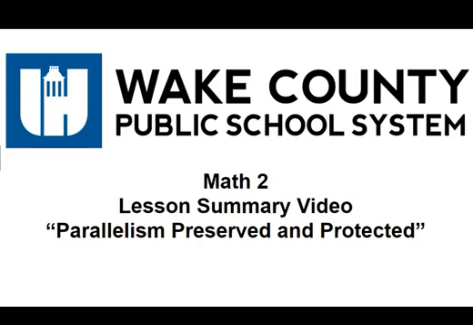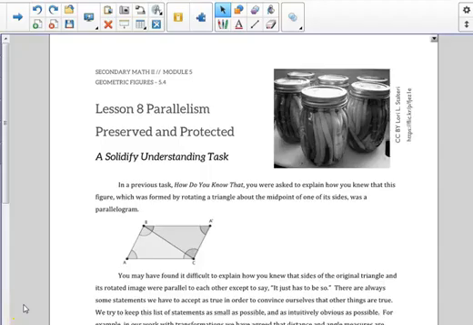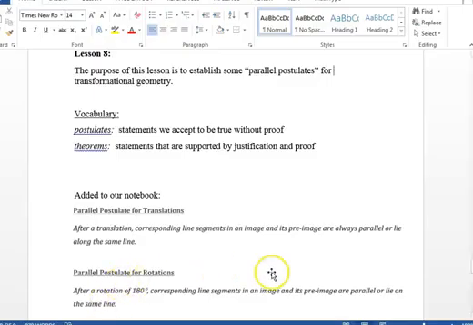This is the Math 2 lesson summary video for the lesson entitled Parallelism Preserved and Protected. In Lesson 8, Parallelism Preserved and Protected, we took a look at our rigid transformations, which include translations, rotations, and reflections. The purpose of this lesson was to establish some parallel postulates for transformational geometry.